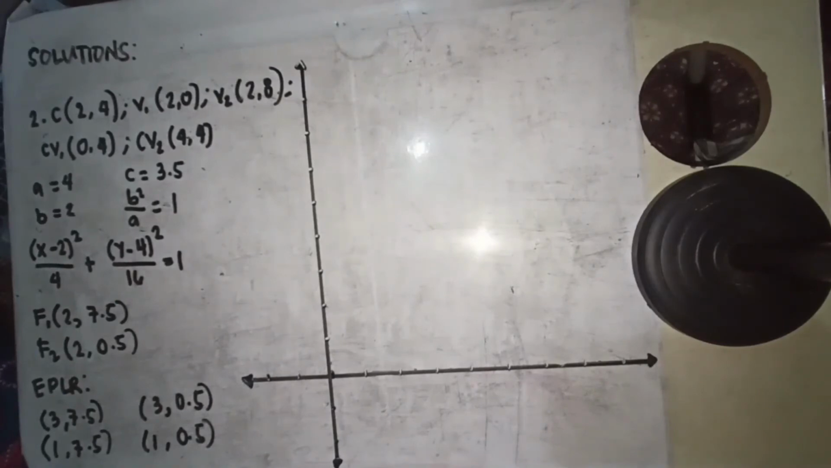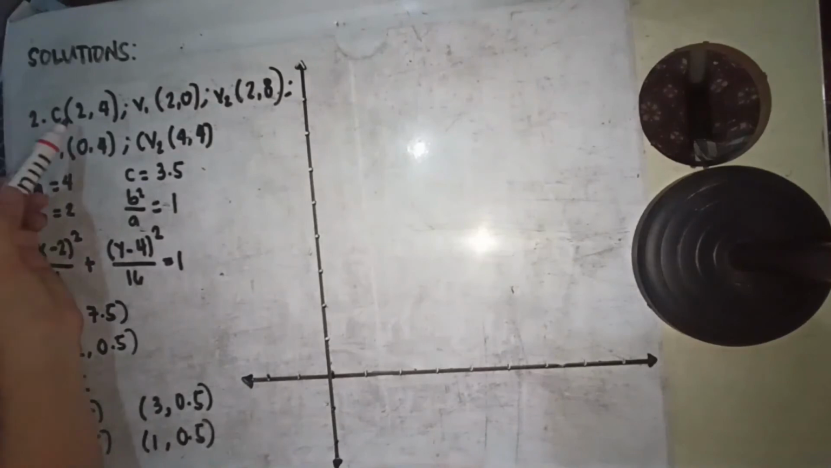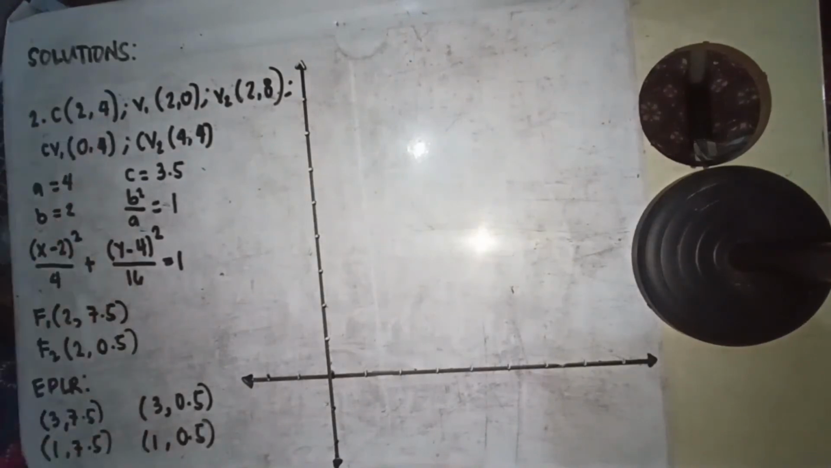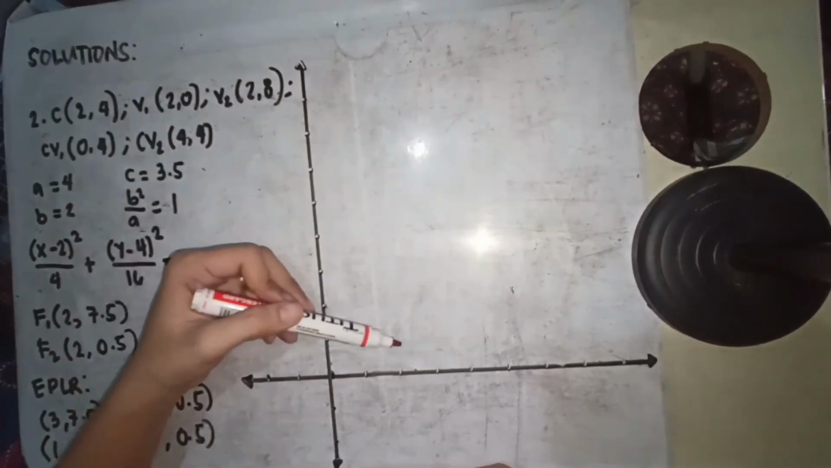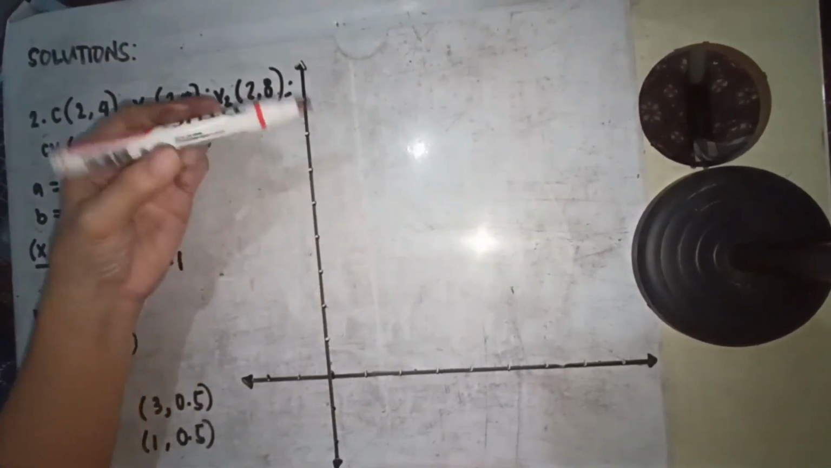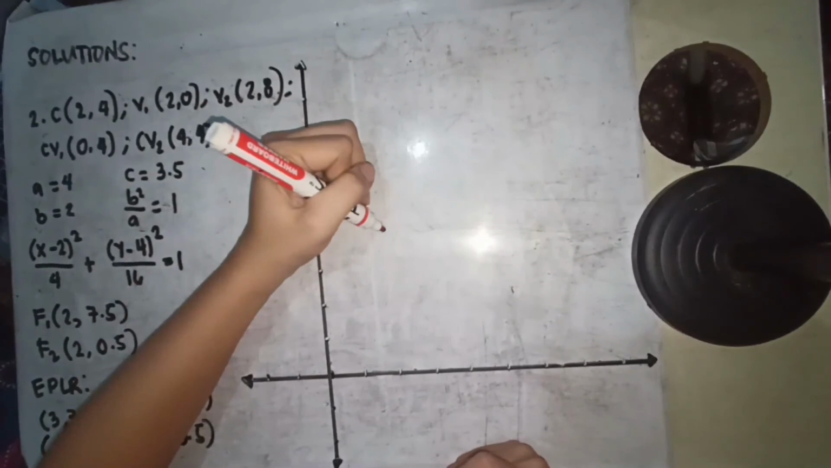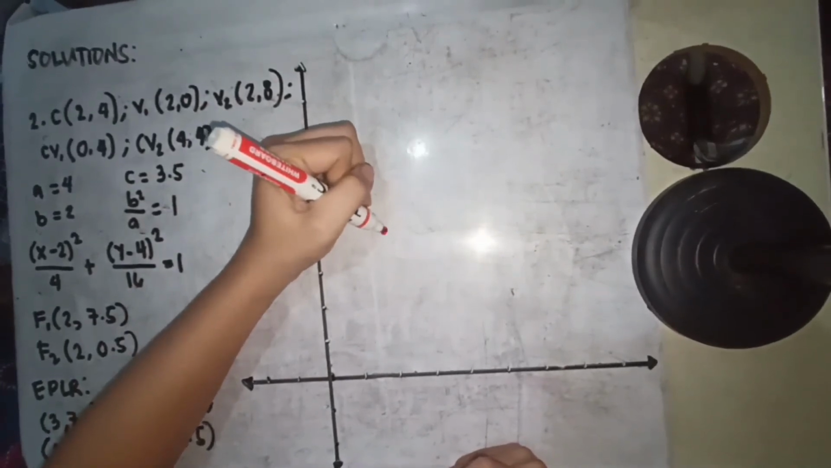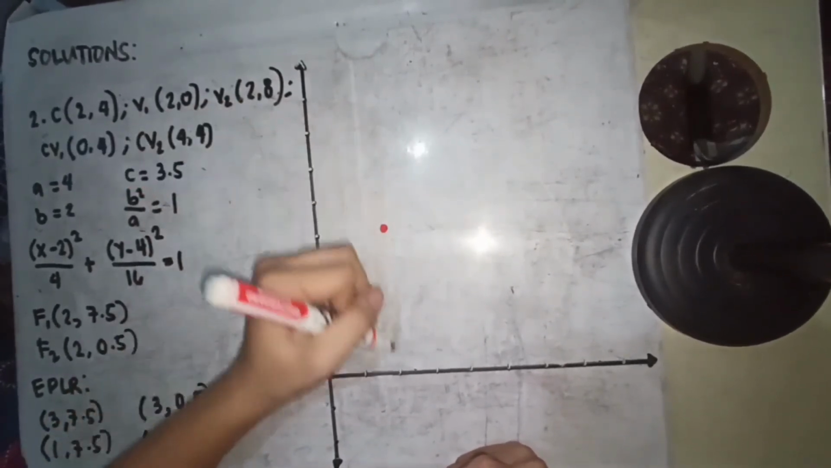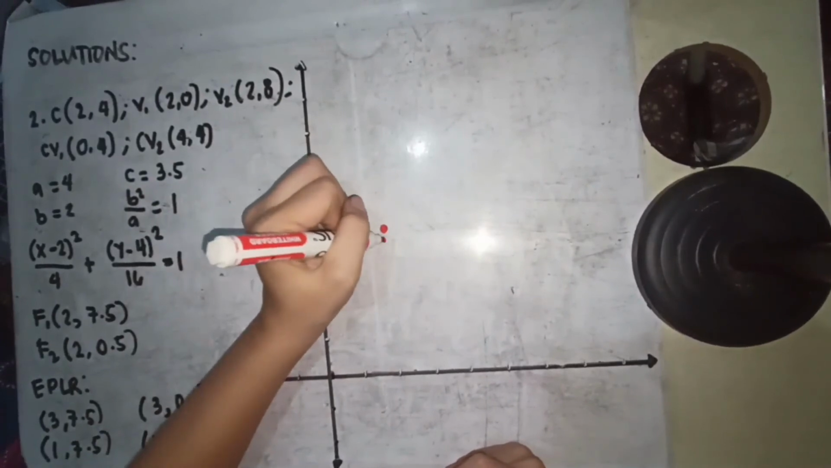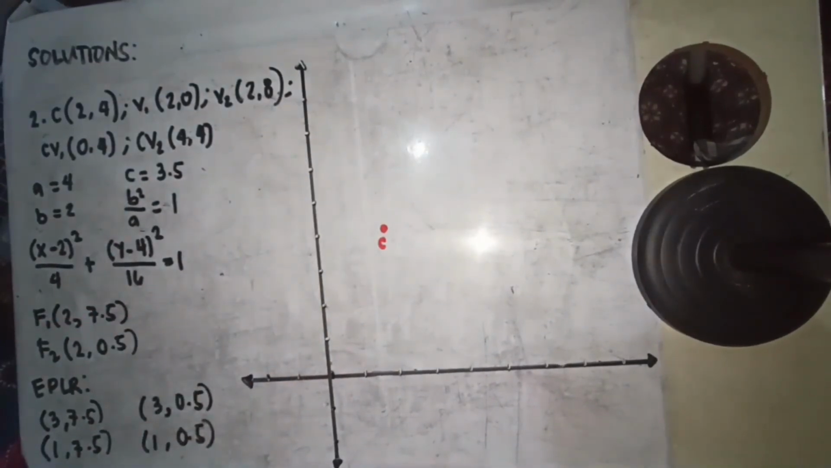So, ang first nato i-plot, of course, ang ato ang center, which is 2 and 4. So, ang coordinates niya, we have x na 2 and y na 4. So, from the origin, we have 1, 2, and then pasaka ta, 1, 2, 3, 4. So, therefore, diri ang ato ang center. This will be our center.